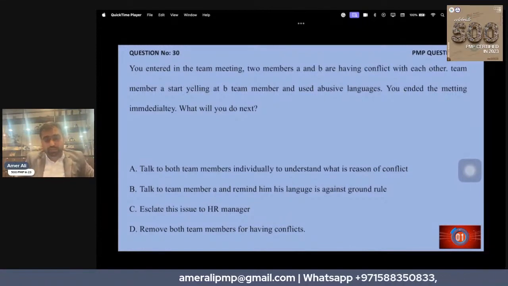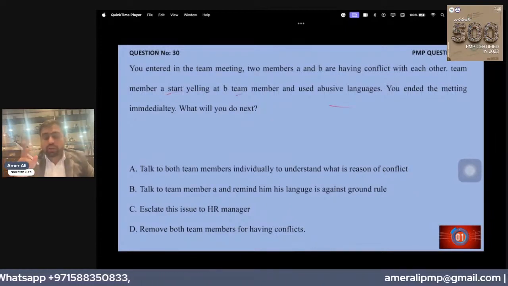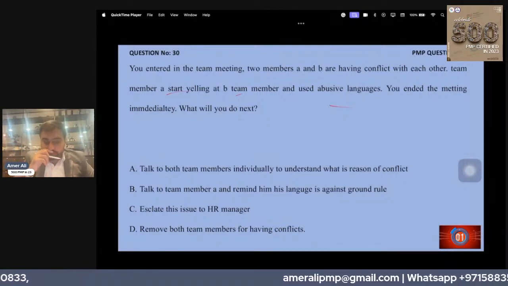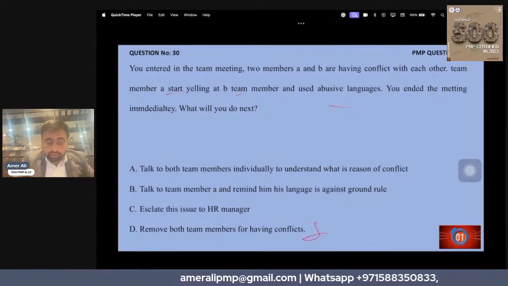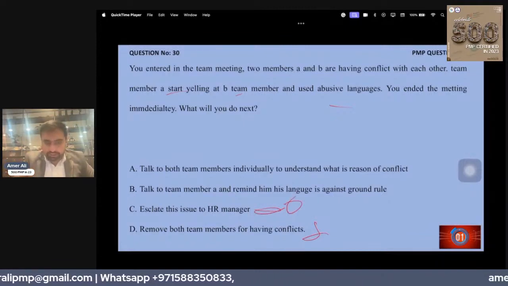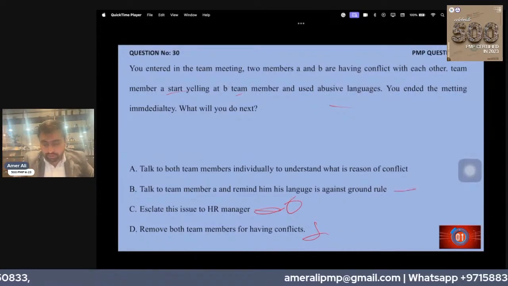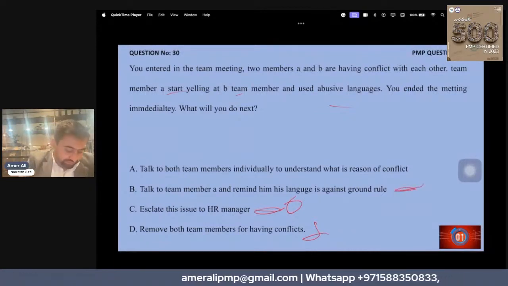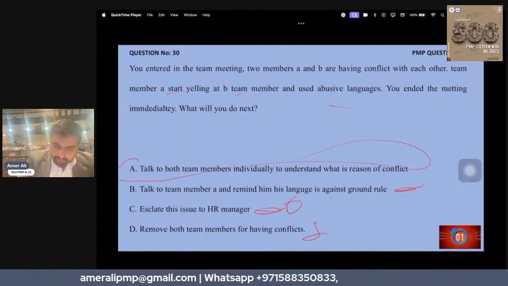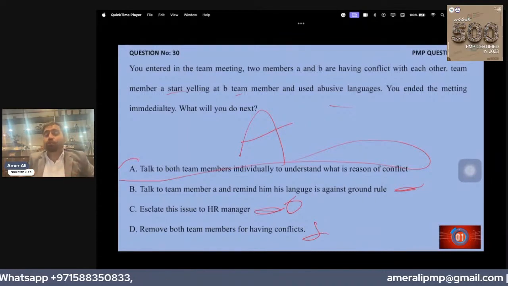You entered a team meeting, and two members are having a conflict. Team member A starts yelling at B and uses abusive language. You end the meeting immediately. What will you do next? Remove? No. This can be a valid option, so I'm going to put it on hold because this is a bad thing here. Talk to team member A and remind him his language was bad. Okay, not bad. What is the best thing here is option A, not B, not C. A will be the most valid option to use there.